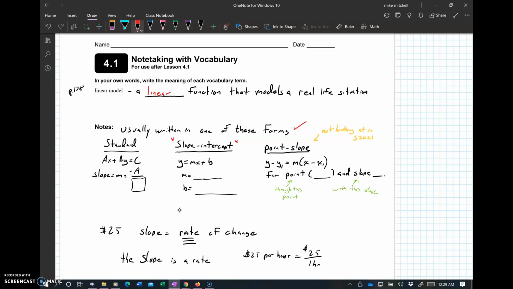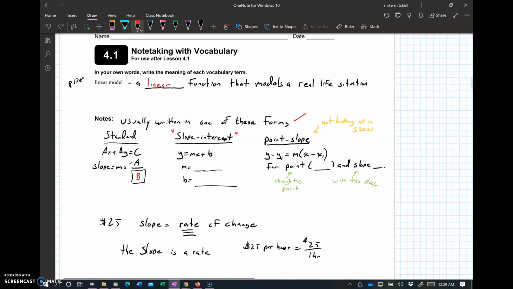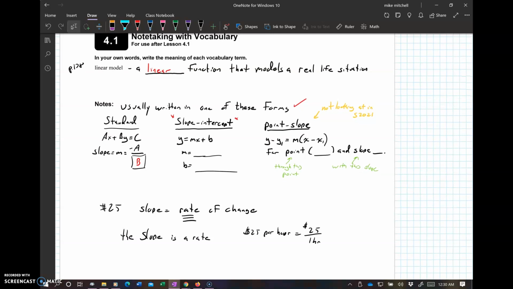Slope M, the opposite of A over B. Great formula to use. A lot easier than solving the equation for Y like you do later in here. I didn't put this down. The Y-intercept is C over B. Don't use that as much here.